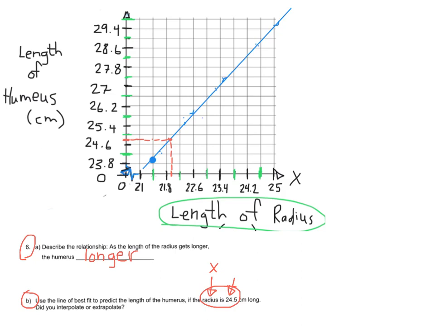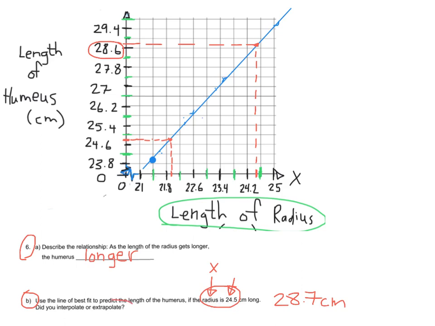So 24.5, we'll have to look that up. 24.5 is somewhere around here. So if we go all the way up to the blue line and make our prediction, our point is right about there. And we can go all the way across and make our prediction. And it looks like it's just above 28.6. So I would say that it's 28.7 centimeters would be the humerus.